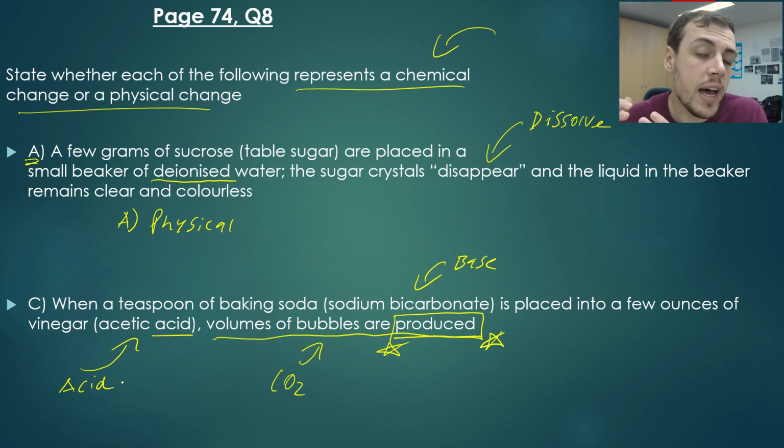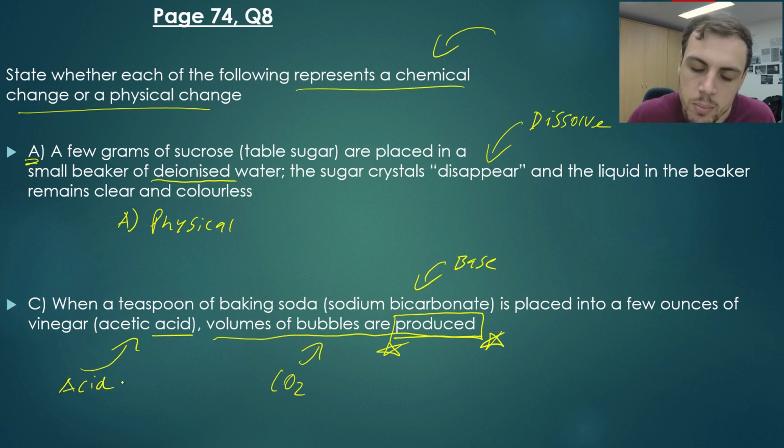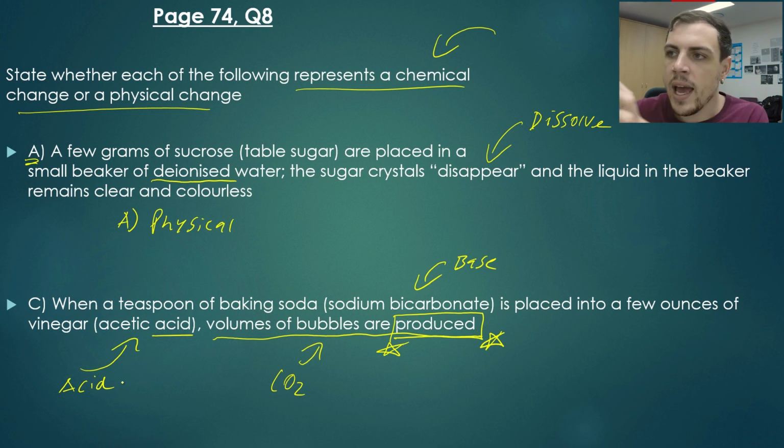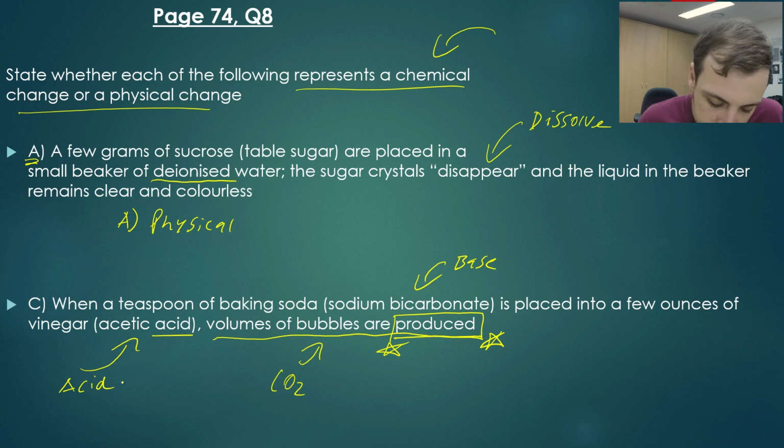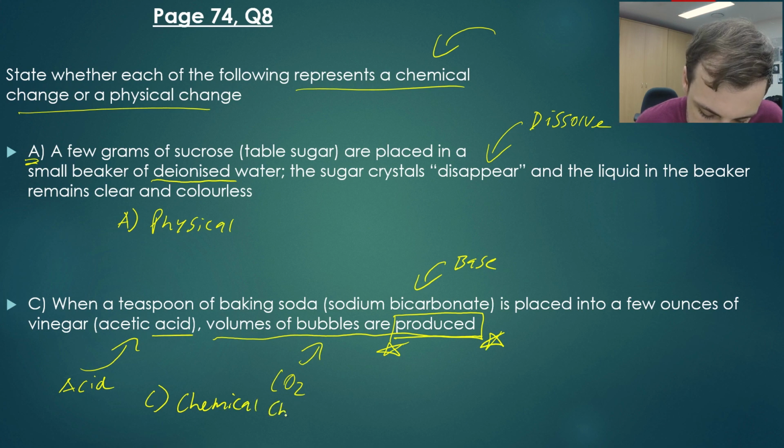Now, you are going to cover acids and bases more in your second semester chemistry subject, so don't worry too much about delving too deep into the reaction of acids and bases, because that's not important here. But we can see that the baking soda and the vinegar reacted and created these bubbles. So we know now that C is a chemical change.